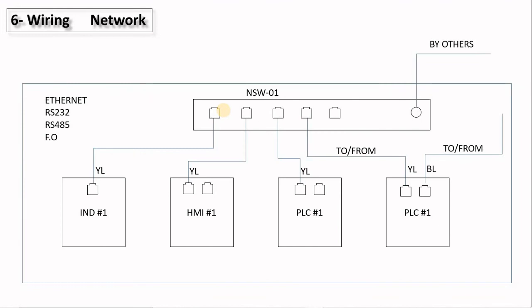The next wiring drawing is a network drawing. In the network drawing, you will show, let's say, PLC1, PLC2 connected to the network switch, and for each cable of these, you will specify the color of the cable, and you will indicate on the cable to and from.